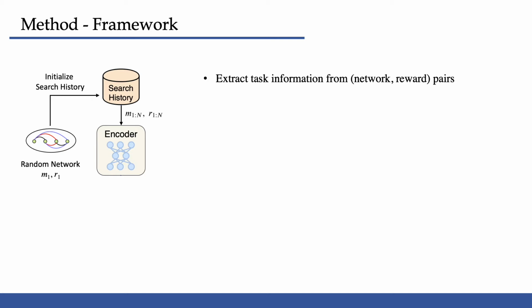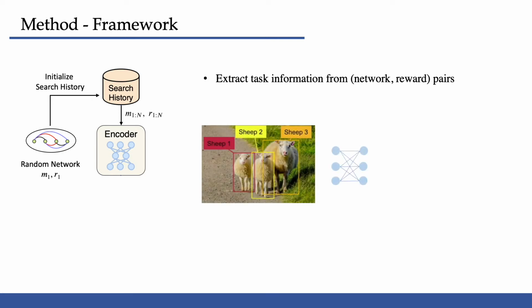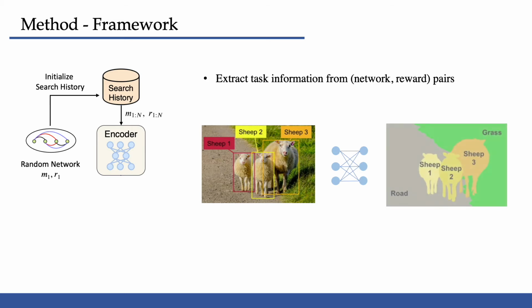It's a little bit tricky here because an intuitive choice to encode task properties is to encode from its own images, like using a ResNet to get representations of the images in a dataset. But it will be a little bit problematic when we are searching on, say, COCO detection and COCO segmentation tasks. The images are essentially the same, but the task has changed. So we instead think the network reward pairs might contain more general information.